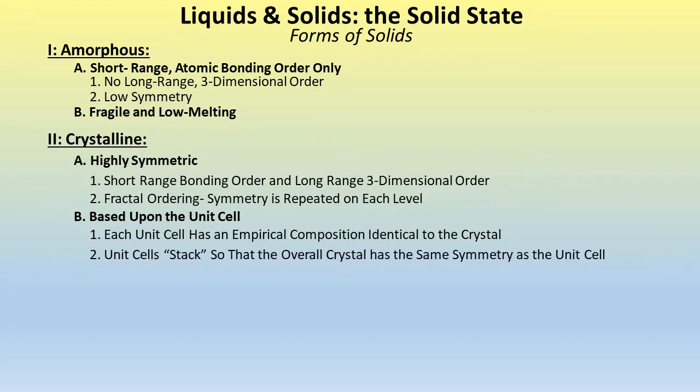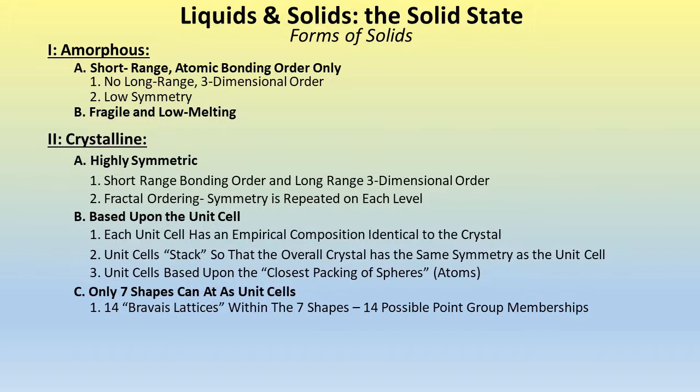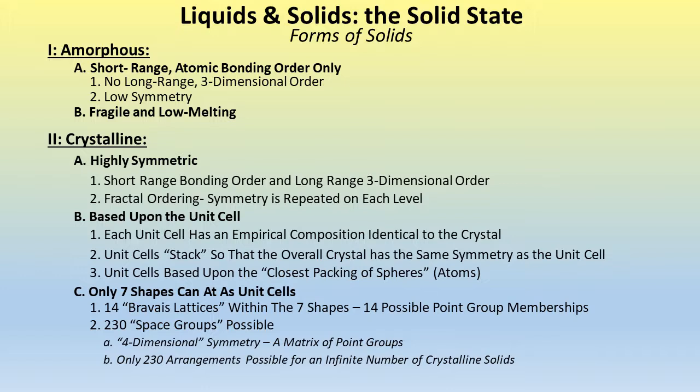Unit cells are based on what is known as the closest packing of spheres, where the sphere is the atom, and they're packed as close as possible together. Interestingly, there can only be 7 shapes that can act as unit cells where they both have a close packing of spheres and a fractal relationship. Within these 7 shapes, 14 what are called Bravais lattices are possible. 14 possible point group memberships. Within these 14 possible point groups, there are 230 what are called space groups possible. A space group is essentially fourth dimensional symmetry, a matrix of point groups. Therefore, this means only 230 arrangements are possible for a nearly infinite number of crystalline solids.